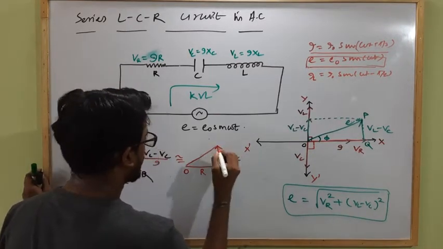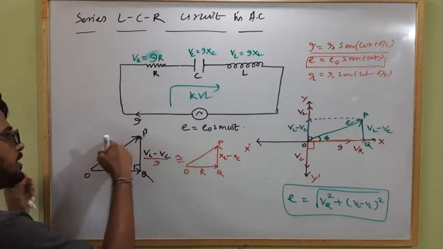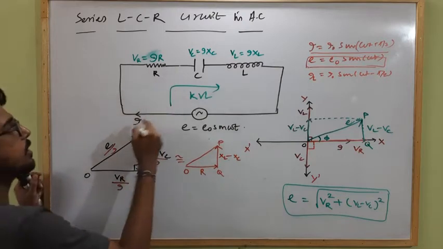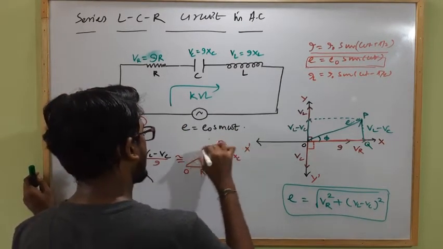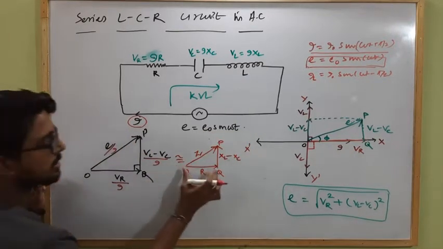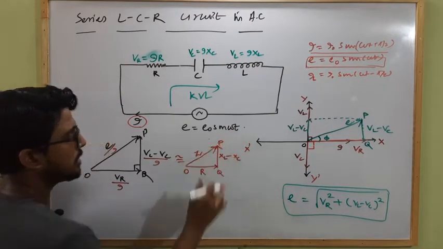This is along QP and this is the net EMF E by I, total EMF across the circuit divided by total current I flowing through the circuit. So this will be the net resistance along OP, which is known as Z. Clear? This arm OQ will be R, this will be XL minus XC, this will be Z.